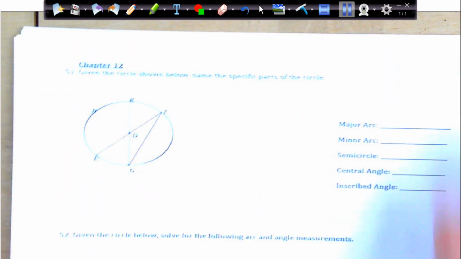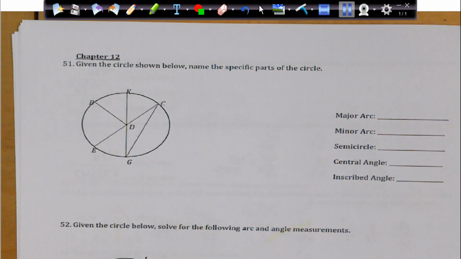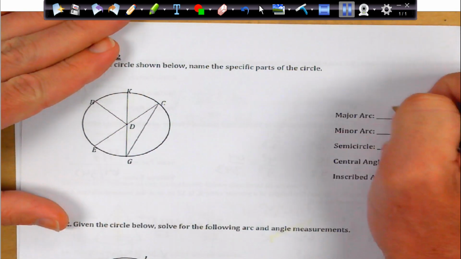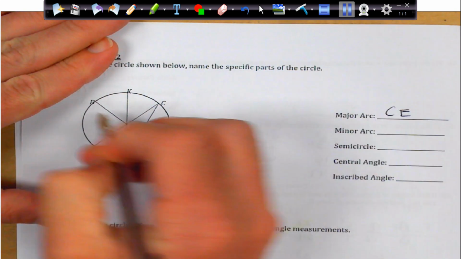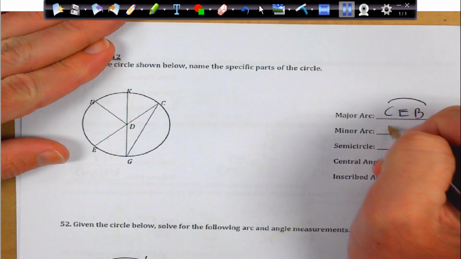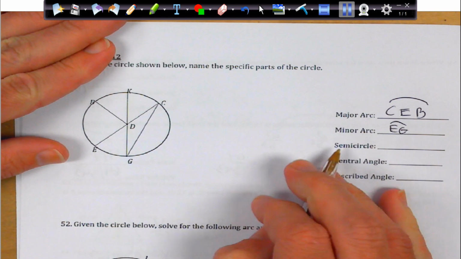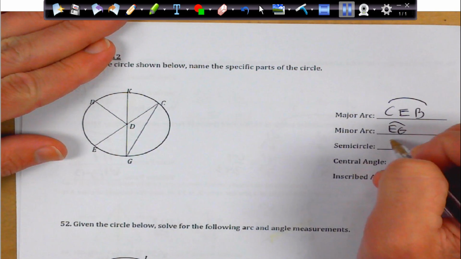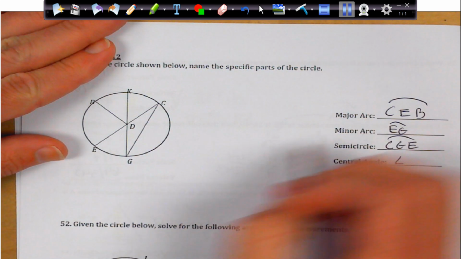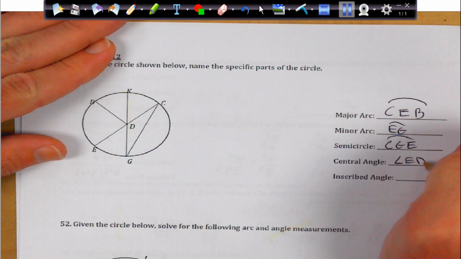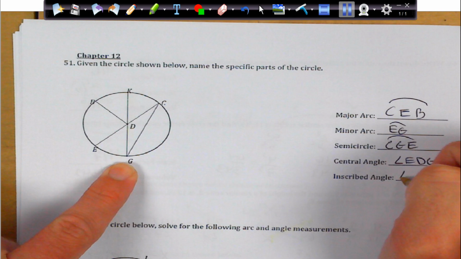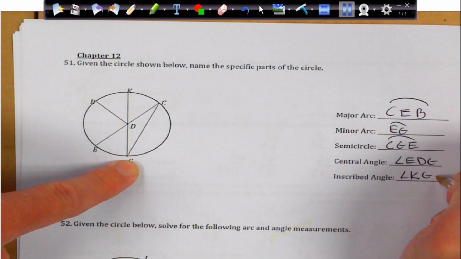Okay, so on this one you could have multiple answers. Major arc is over 180, so this is 180 from here to here. So I'm going to go C to E to, I believe that's a B. Minor arc is anything less than 180, so we'll go EG. A semicircle is going to be exactly 180, so CGE. And a central angle has a vertex in the middle, so that's EDG. An inscribed angle has a vertex on the circle, so I'm going to use G. So it's going to be KGC.